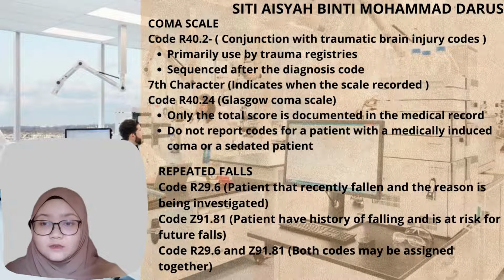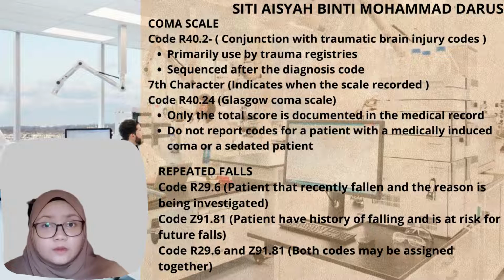My name is Siti Asha binti Muhammad and I will explain about coma scales and repeated falls. The coma scales code R40.2- can be used in conjunction with traumatic brain injury codes. These codes are primarily for use by trauma registries, but they may be used in any setting where this information is collected. The coma scales code should be sequenced after the diagnosis codes.